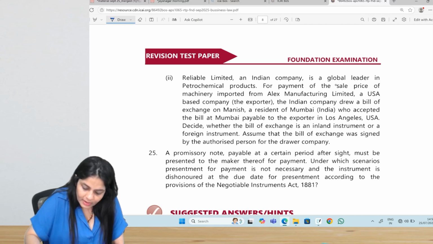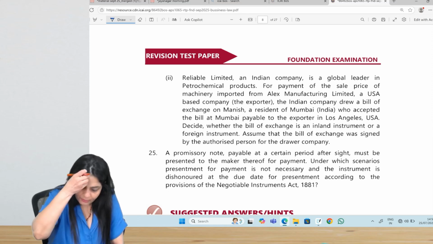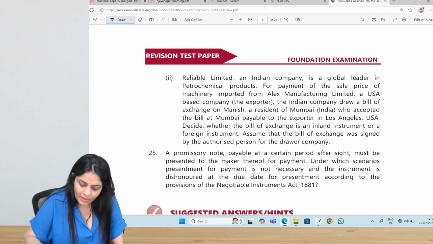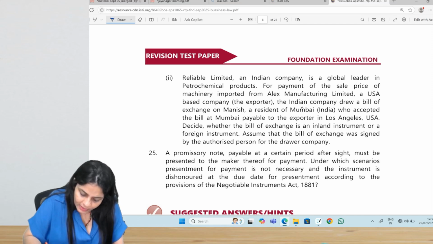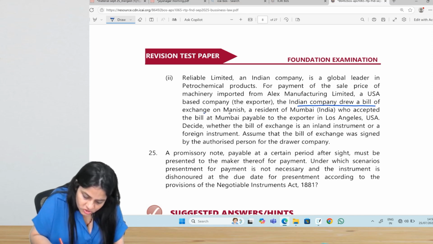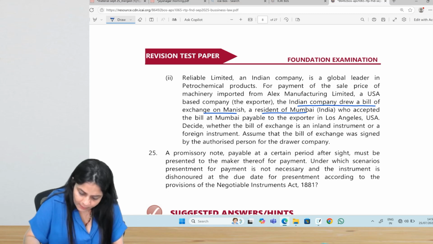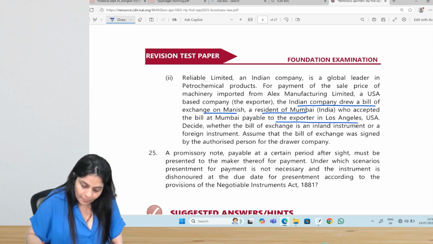Reliance Limited, an Indian company, is a global leader in petrochemical products. For payment of the sale price of machinery imported from LX Manufacturing Limited, a US based company, the Indian company drew a bill of exchange on Manish, a resident of Mumbai, who accepted the bill of exchange payable in Los Angeles, US. Decide whether the bill is an inland instrument.